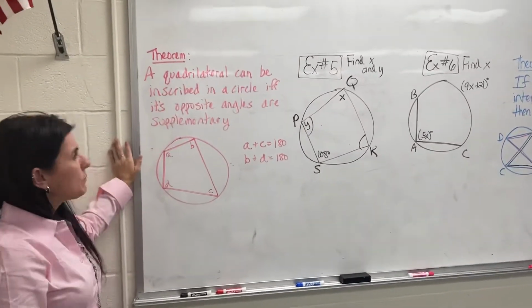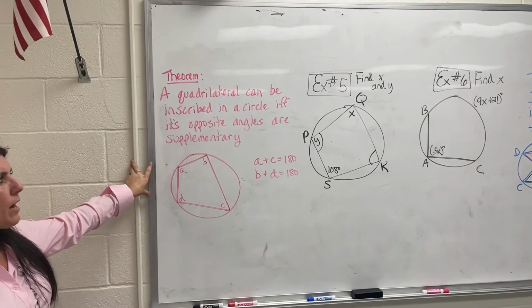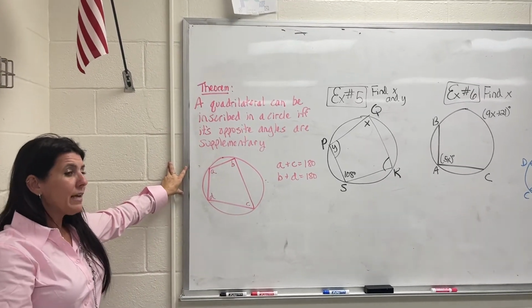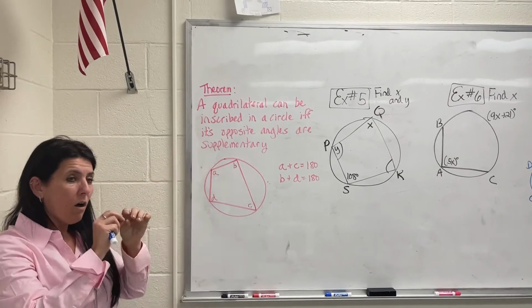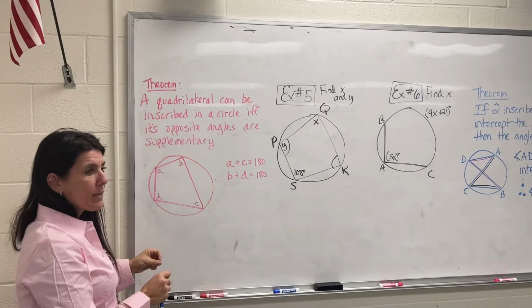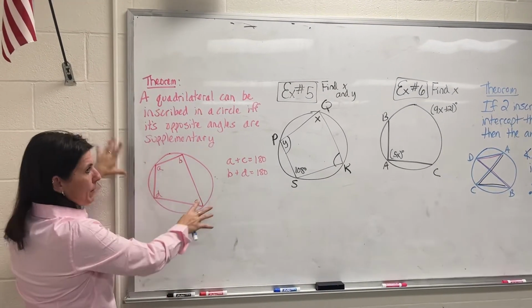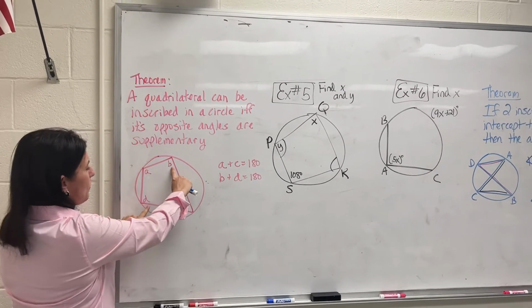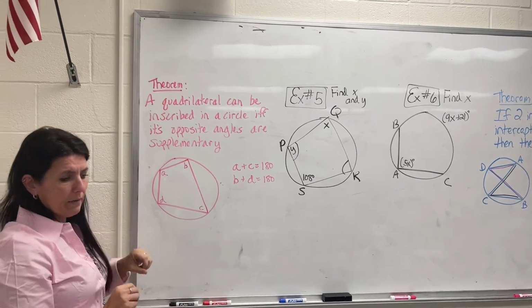Another new theorem says a quadrilateral can be inscribed in a circle if and only if its opposite angles are supplementary. So we can say it can be drawn where all the vertices are on the circle if the opposite angles add to 180. So looking at my picture, angle A and angle C have to add to 180. Angle B and angle D have to add to 180.